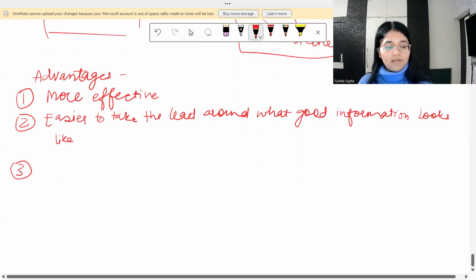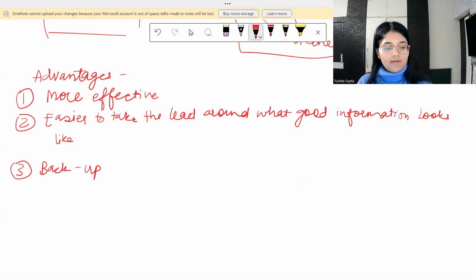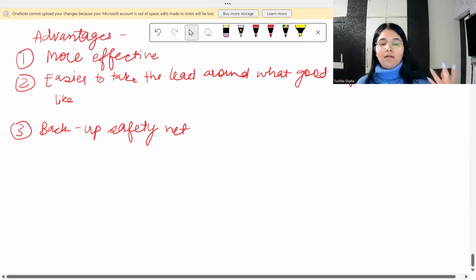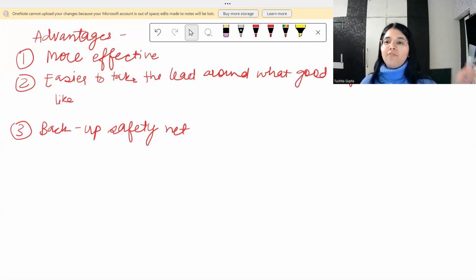Another advantage that it offers is that it's a backup safety net. That means even if anything happens to my hardware, I will still have my data stored on the internet, which no one can take. So this becomes a backup safety net. Even if I lose my hardware, let's suppose in a natural disaster, because it was saved on the cloud, I can still retrieve that information and it is not completely lost.